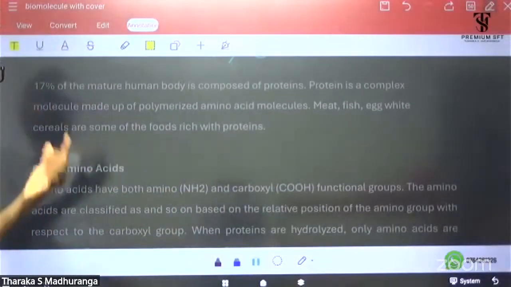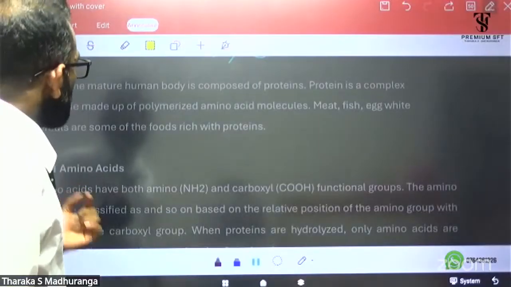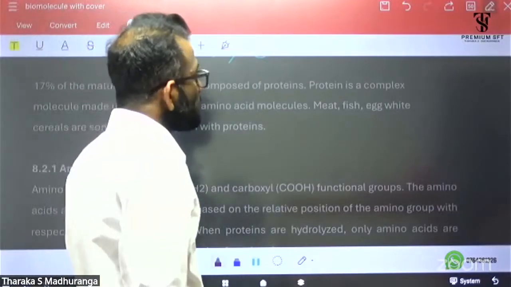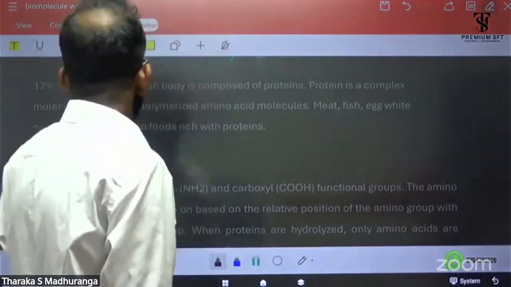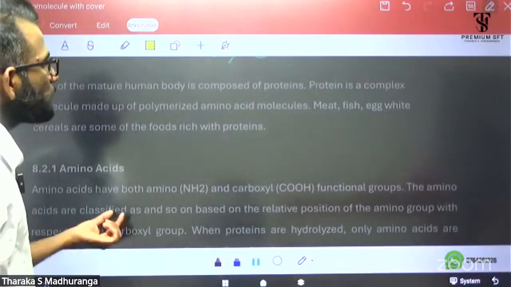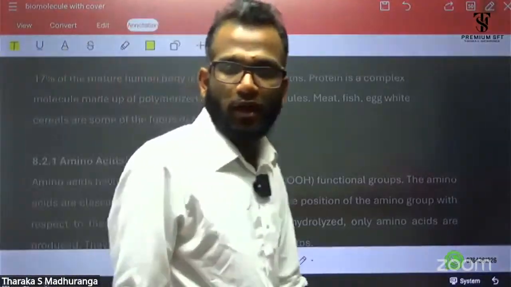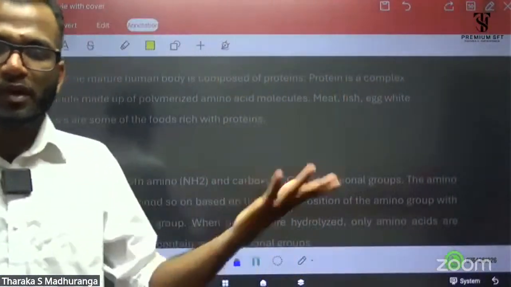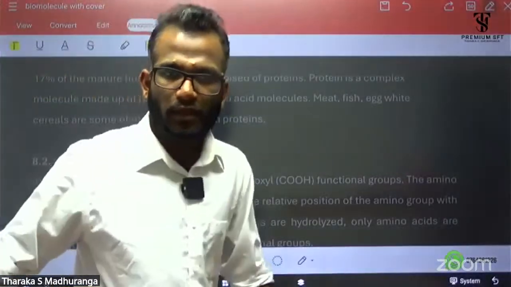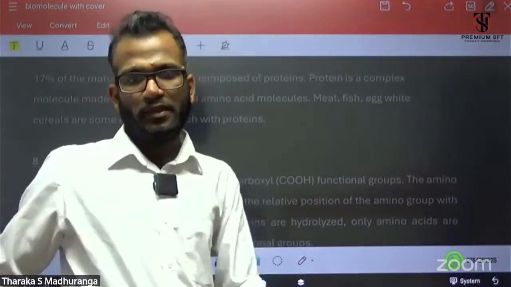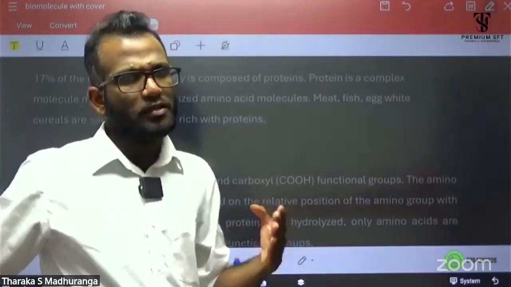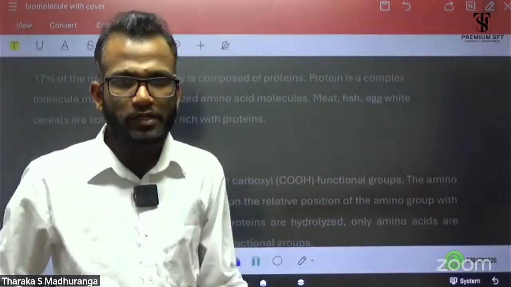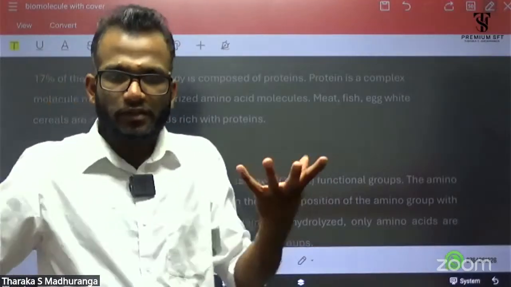Seventeen percent of a mature human body is composed of proteins. Protein is a complex molecule made up of polymerization of what? Do you remember the main building block of carbohydrate? Amina, what's the main building block of carbohydrate, the very simplest compound?